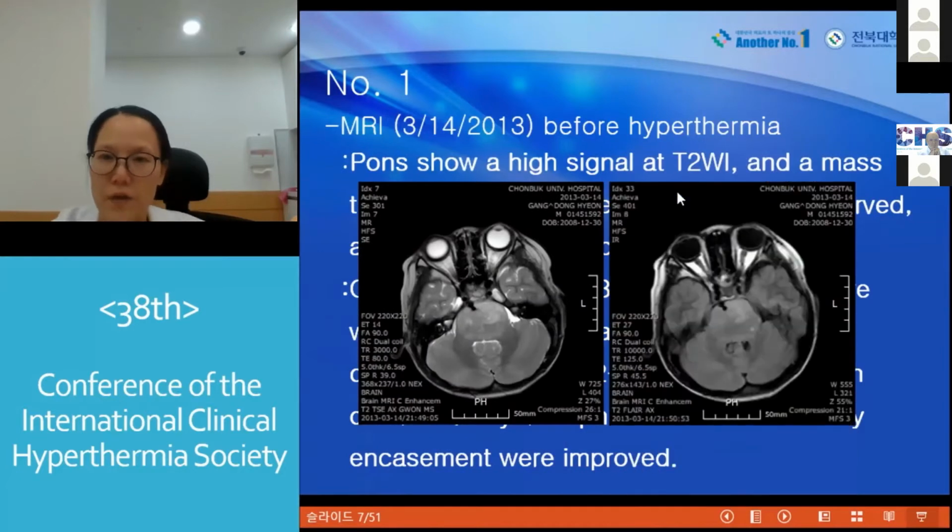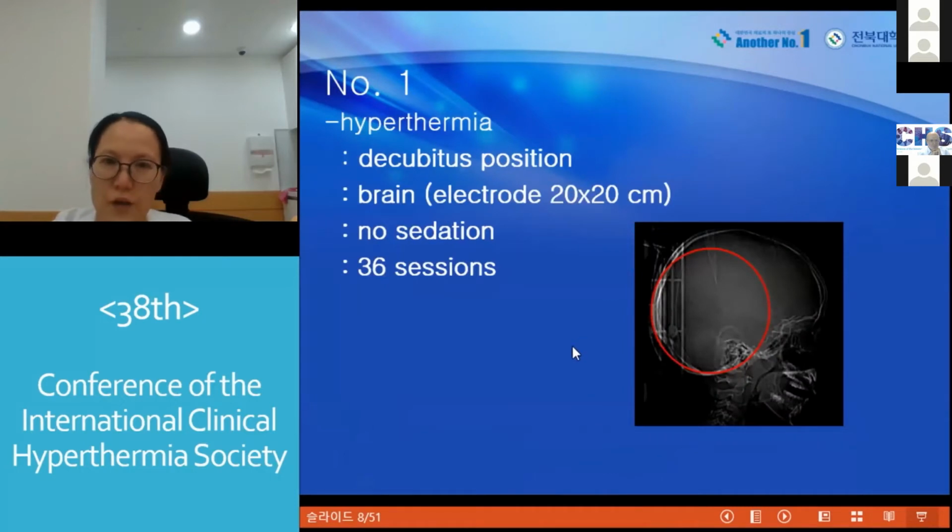The image was before hyperthermia. It also shows a high signal at T2 weighted imaging, and a mass that does not enhance contrast is still observed and is still extended to frequency. He underwent Oncotherm. Oncotherm was performed in decubitus position at the brain. He had no sedation. Oncotherm underwent 36 sessions.